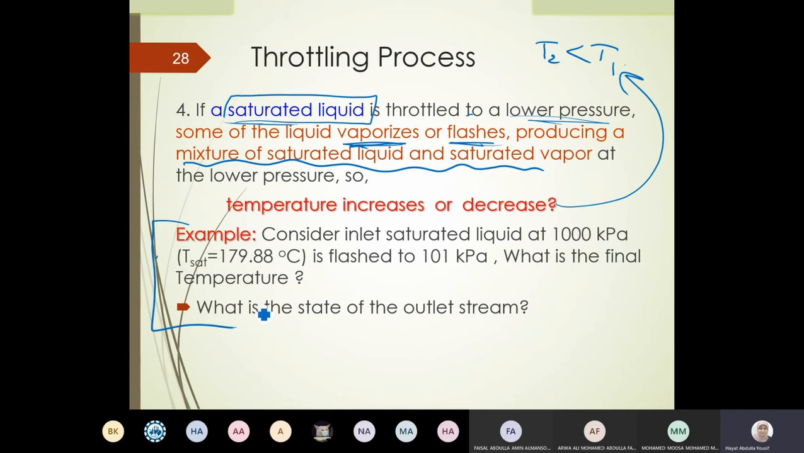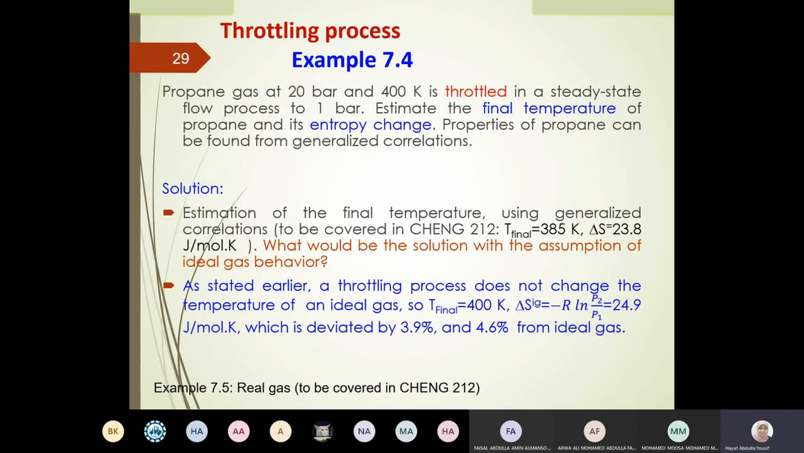Anyone has any question on the throttling process before I move? Clear? Clear? Yes? Hello? Okay, great.